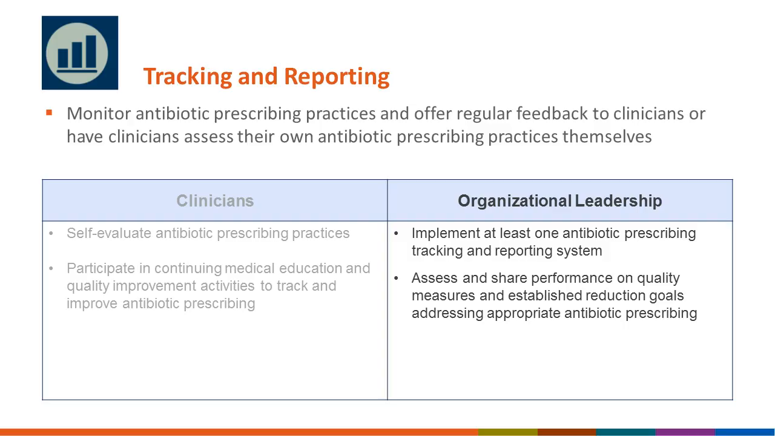At the organizational level, this means implementing at least one antibiotic prescribing, tracking, and reporting system. It can also mean assessing and sharing performance on quality measures and establishing reduction goals addressing appropriate antibiotic prescribing. For example, 3 current Healthcare Effectiveness Data and Information Set, or HEDIS, measures that are often tracked by health plans and payers include quality measures addressing appropriate antibiotic prescribing. These are appropriate testing for children with pharyngitis, appropriate treatment for children with upper respiratory infections, i.e. avoidance of antibiotics, and avoidance of antibiotic treatment in adults with acute bronchitis. So organizations can report clinician performance on these measures back to clinicians as part of a tracking and reporting system.